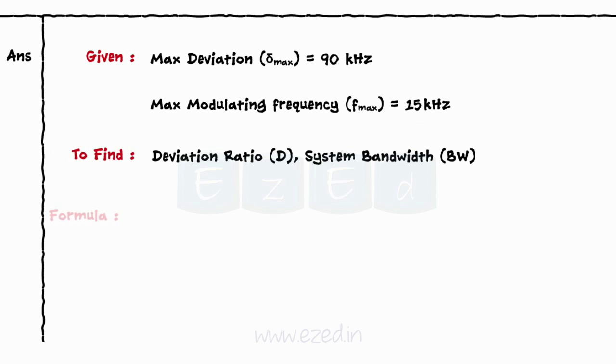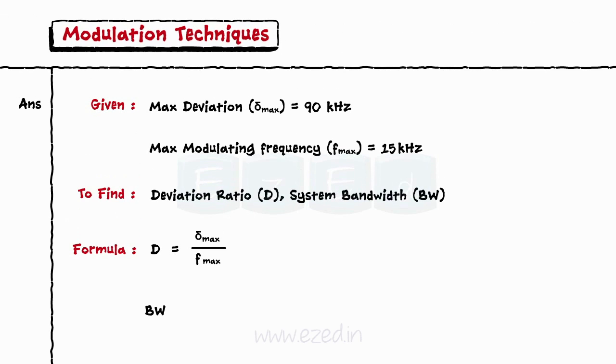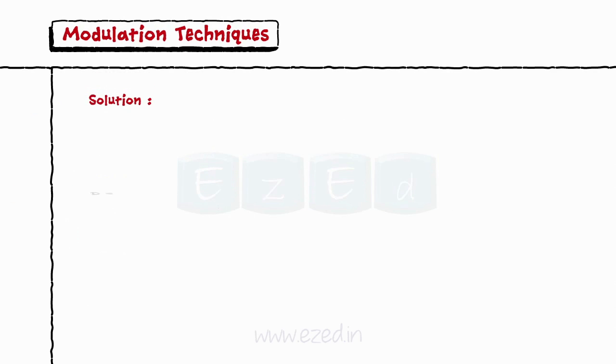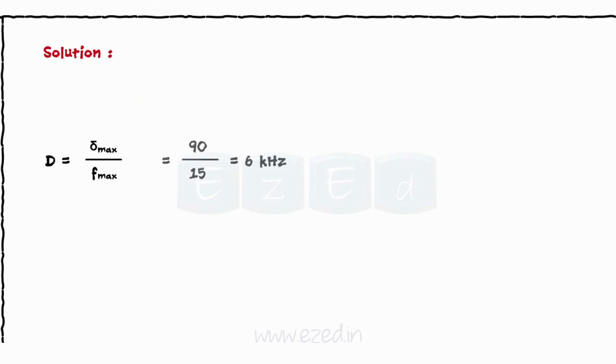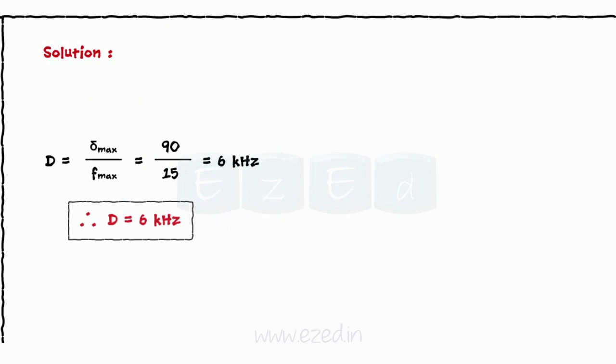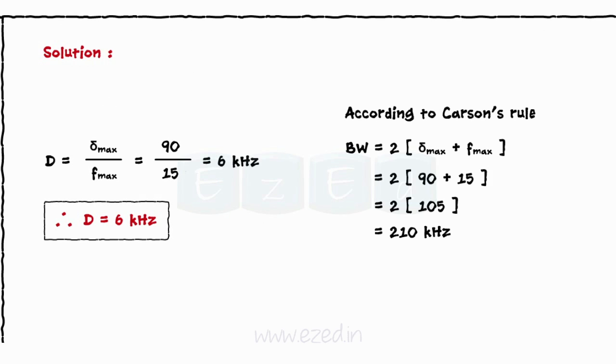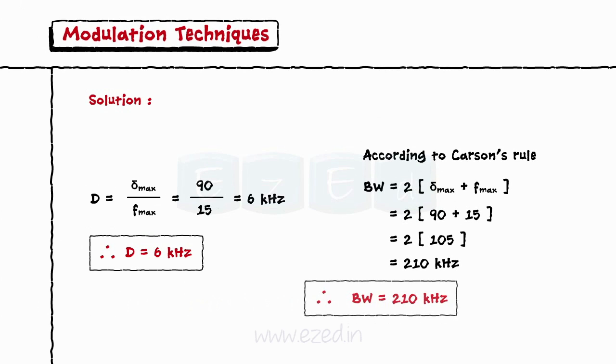For that, we use the formulae D = delta max / f max and bandwidth = 2 × (max deviation + max frequency). The formula for deviation ratio is D = delta max / f max. Substituting the values, we get D = 6. According to Carson's rule, bandwidth = 2 × (max deviation + max frequency). Substituting the values, we get bandwidth equals 210 kHz.